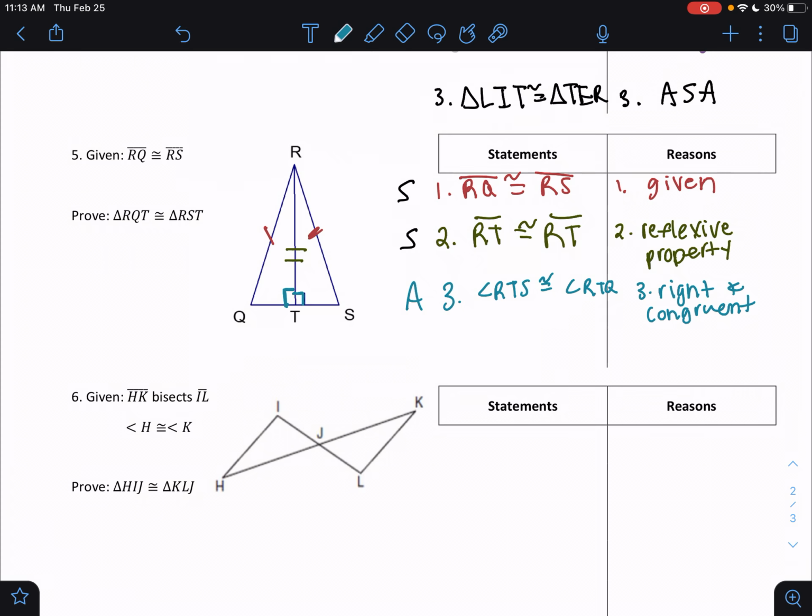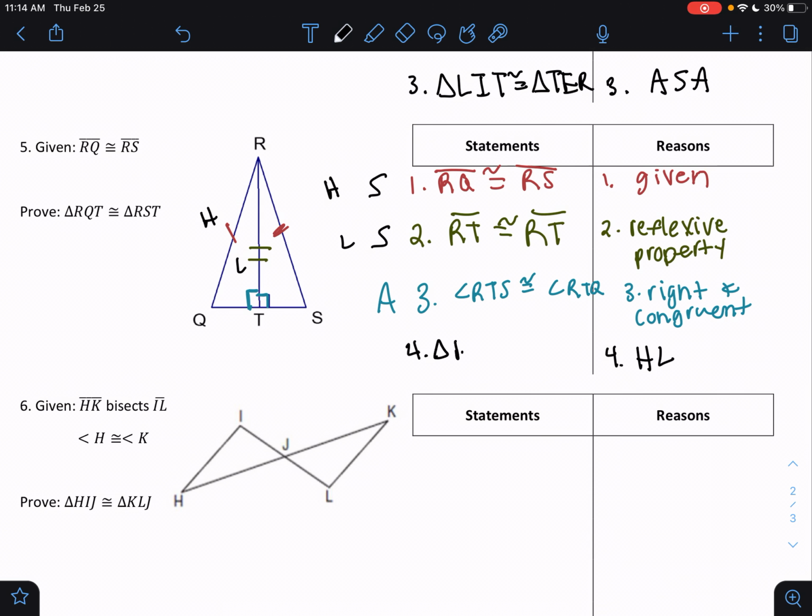But since this is a right triangle, I actually have a hypotenuse and a leg here. So now that I use this right triangle congruence to first off prove that they're both right triangles, now I can use hypotenuse leg as my theorem. So this would be my hypotenuse and this would be my leg. And then this angle just helps us prove that they are indeed both right triangles. So I'll write out my congruence.